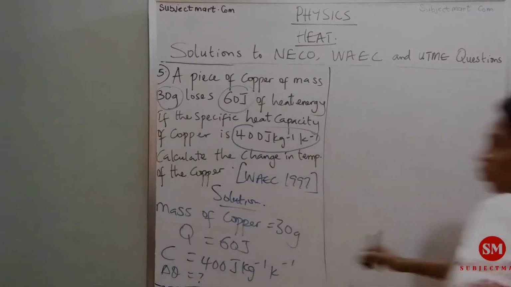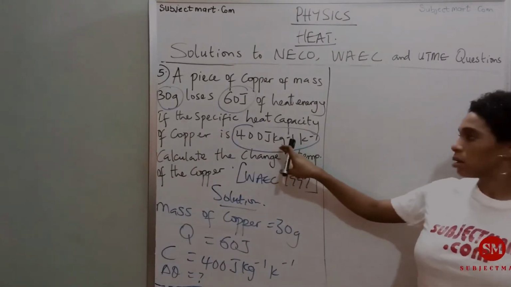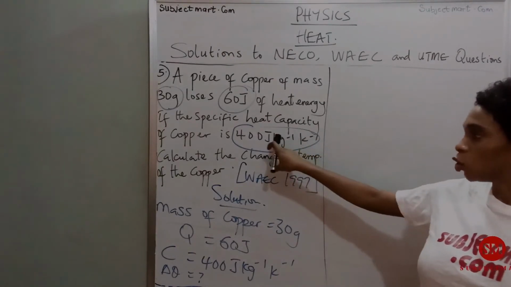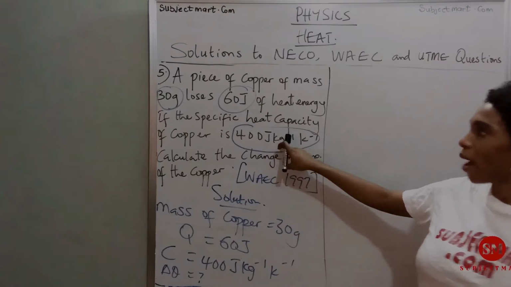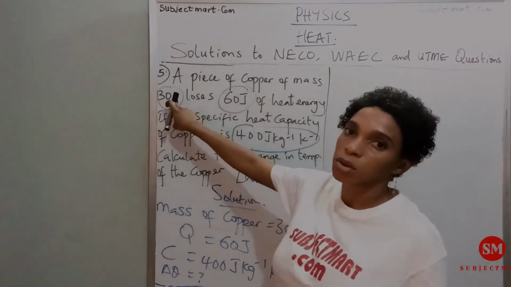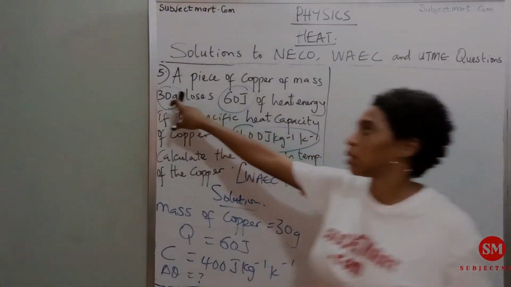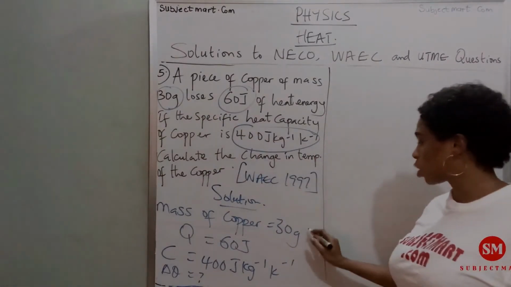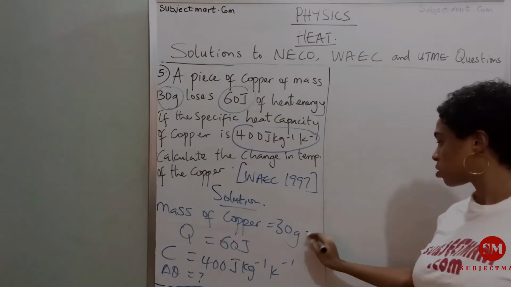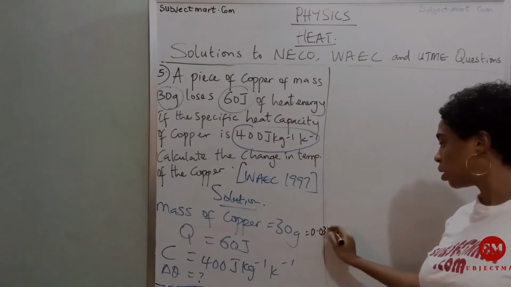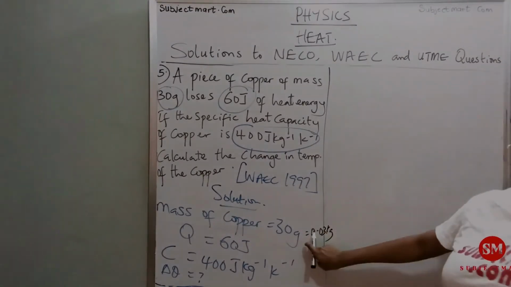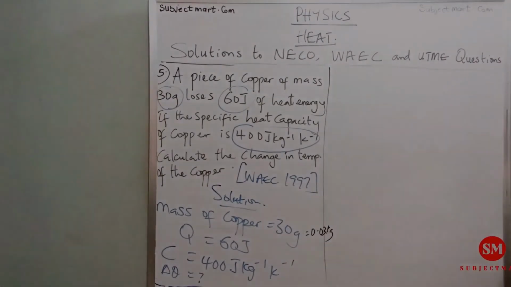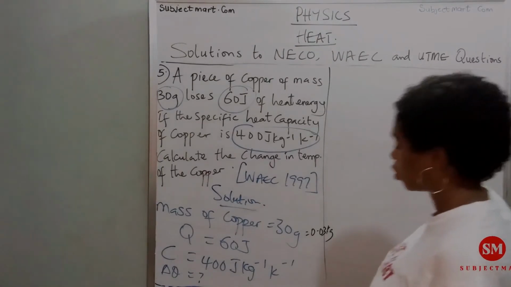Now, if you observe, you see that our specific heat capacity is given in joules per kilogram, while the mass is given in grams. So that tells you that we need to convert this from grams to kilogram. So 30 grams to kilogram will give us 0.03 kilogram. How did I get that? 30 divided by 1000 will give me 0.03 kilogram.